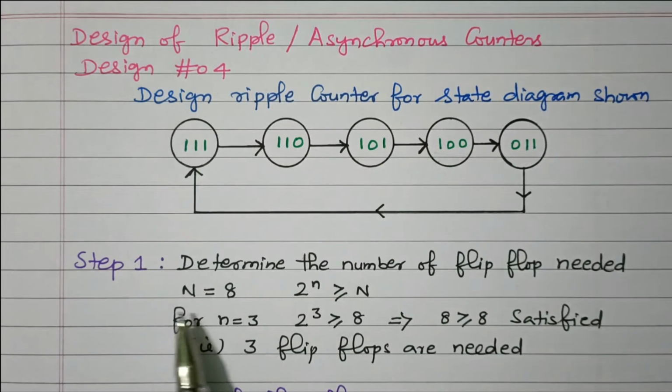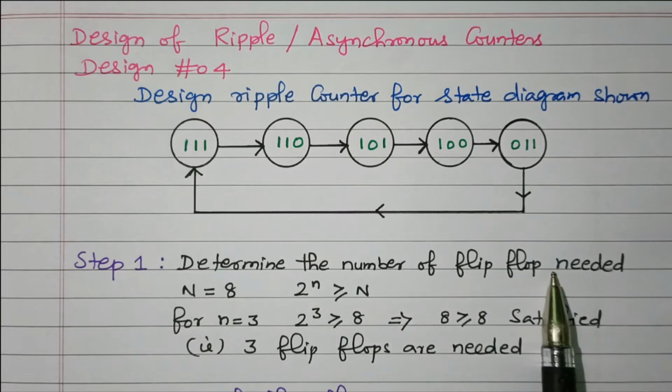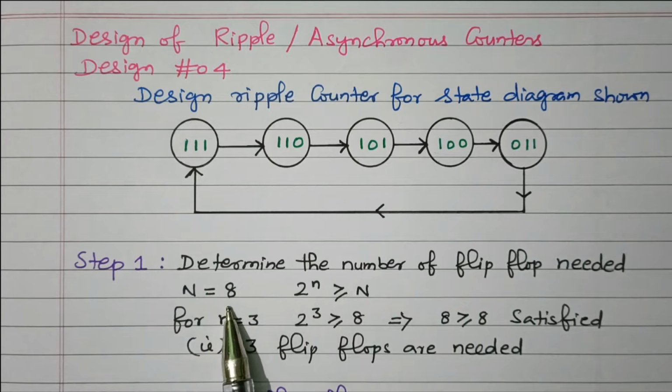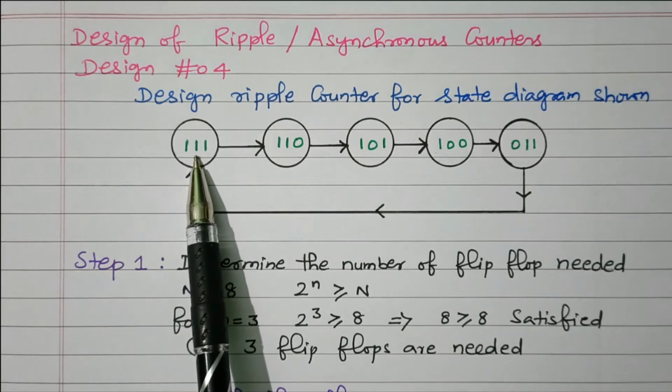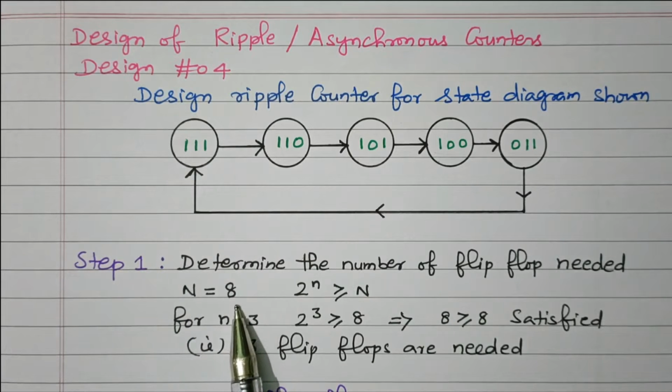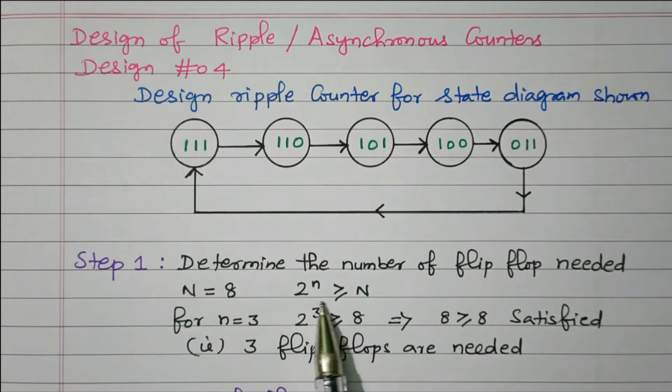Based on that we can see step 1, determine the number of flip-flops. We know that these 3 digits are there, so there are a total of 8 states. So the condition required is 2 to the power n greater than or equal to N. Based on the condition we need to identify the number of flip-flops. If n equal to 3, 2 to the power 3 is 8, greater than or equal to 8. So this condition is satisfied. So 3 flip-flops are needed.